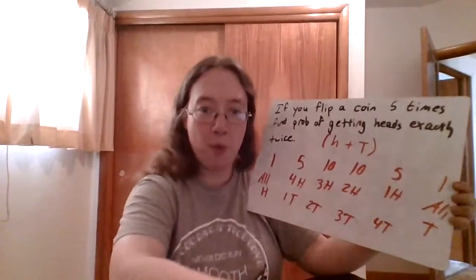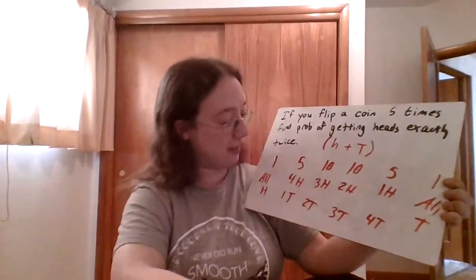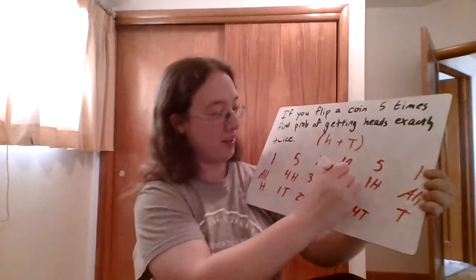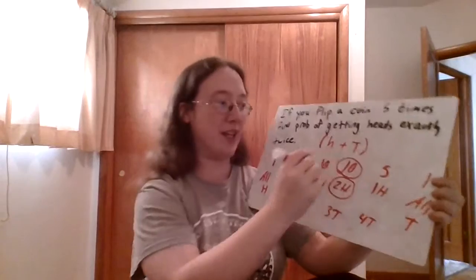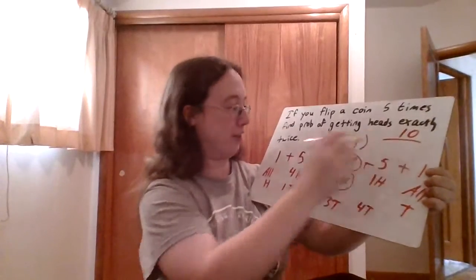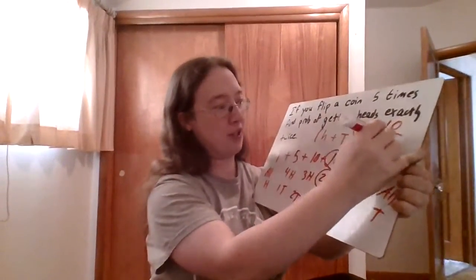So then if we want the probability of getting heads exactly twice, the one we're interested in is the one where we have heads twice. So that's 10 different ways we can get that out of, and now we just want to know how many total possibilities we have. So 10 and 10 is 20, another 10 gives you 30, so 32.